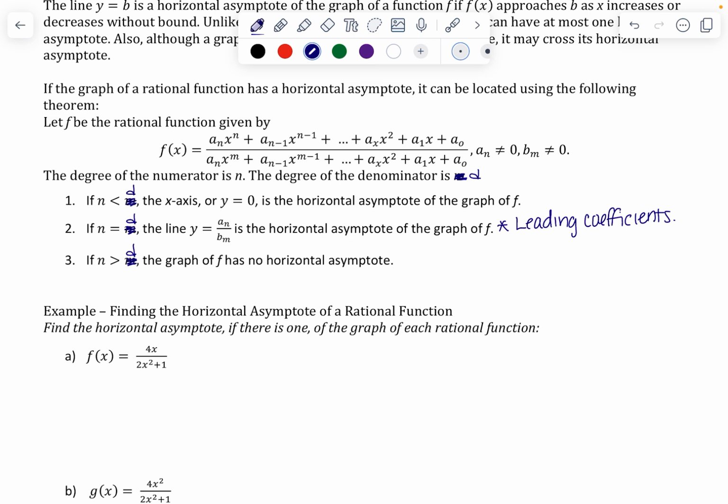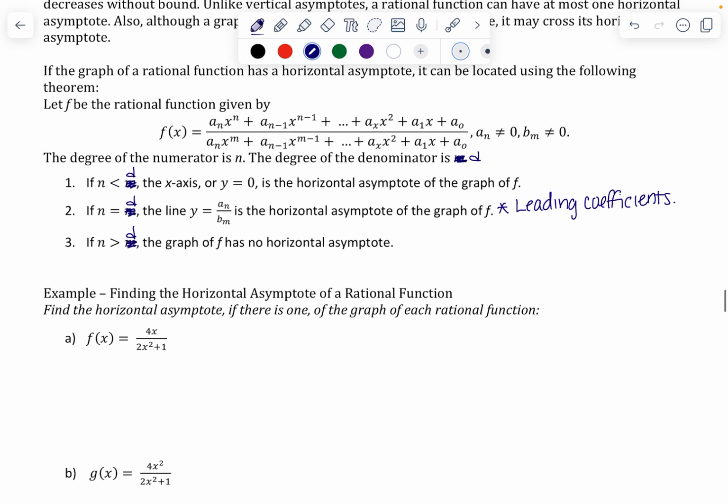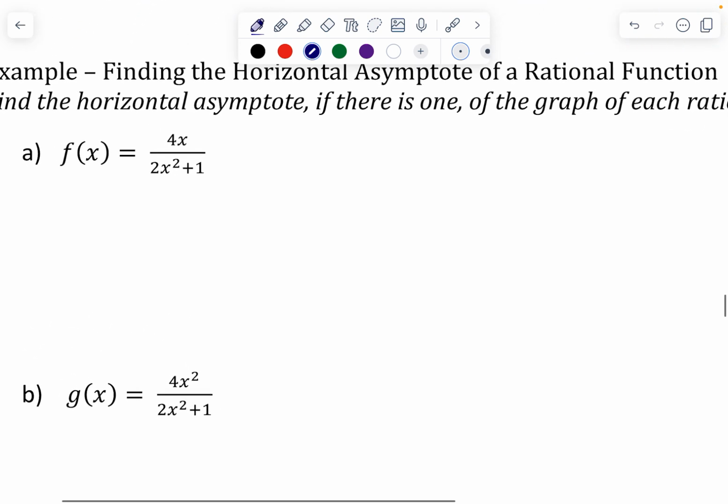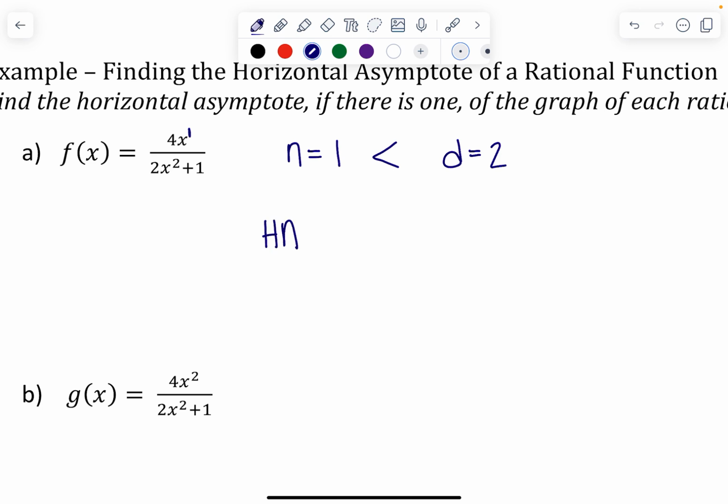All right, so if we want to find our horizontal asymptotes, looking at A, f of x equals 4x divided by 2x squared plus 1. Because we don't have an exponent here, I'm going to put a 1. So the degree of our numerator is 1. The degree of our denominator is 2. And since 1 is less than 2, our horizontal asymptote is going to be y equals 0. And just like when we looked at our vertical asymptotes, we have to make sure we include that y equals.